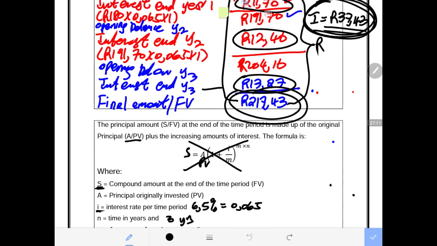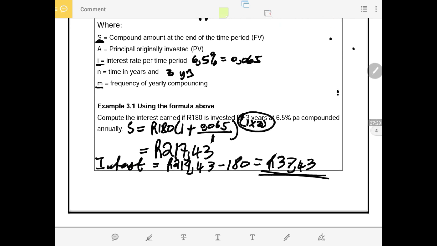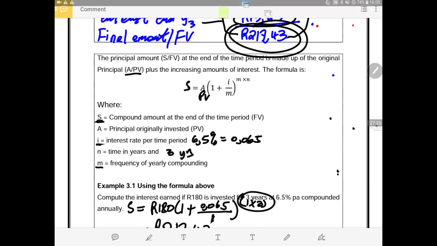Now, how do we do all this with the easy formulas or easy functions from the use of our calculator?